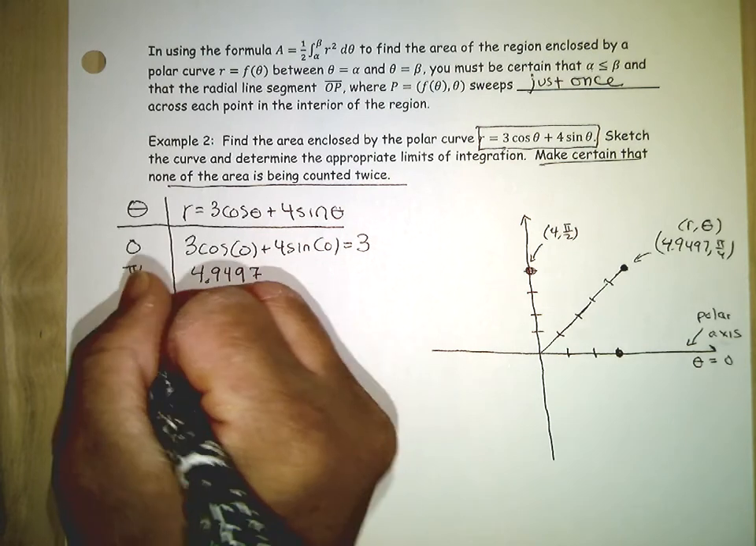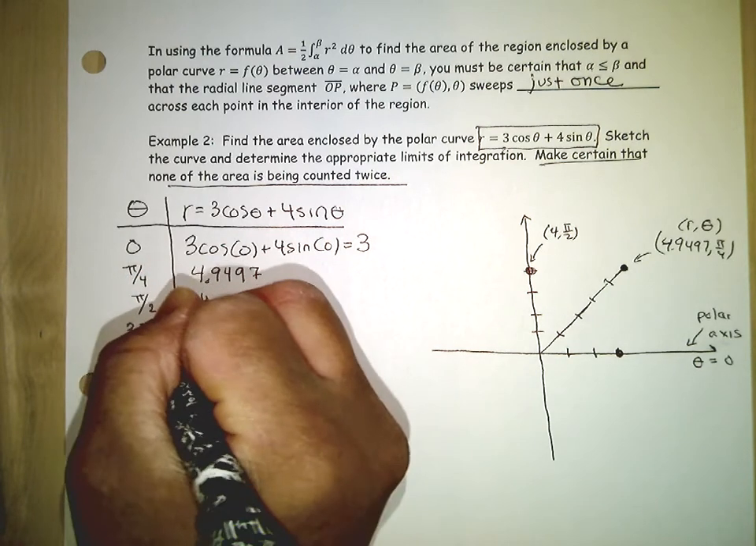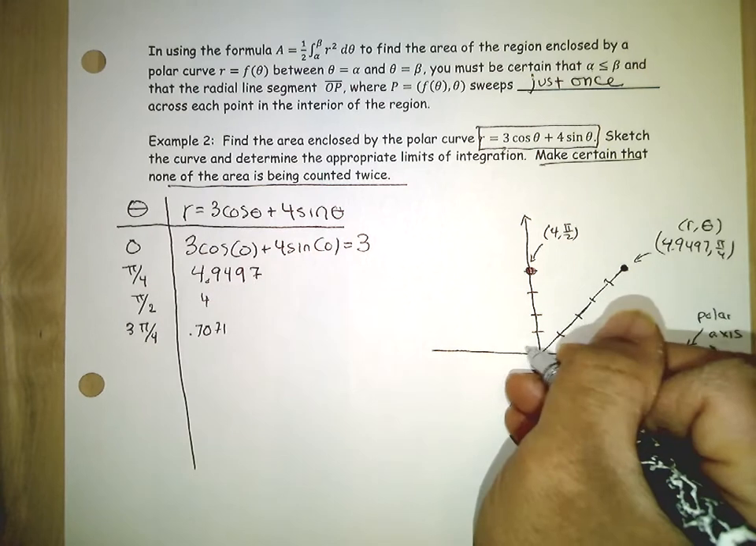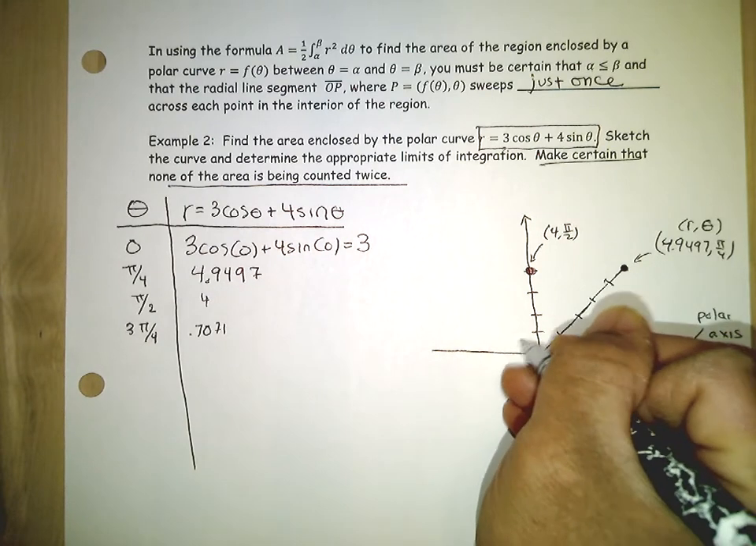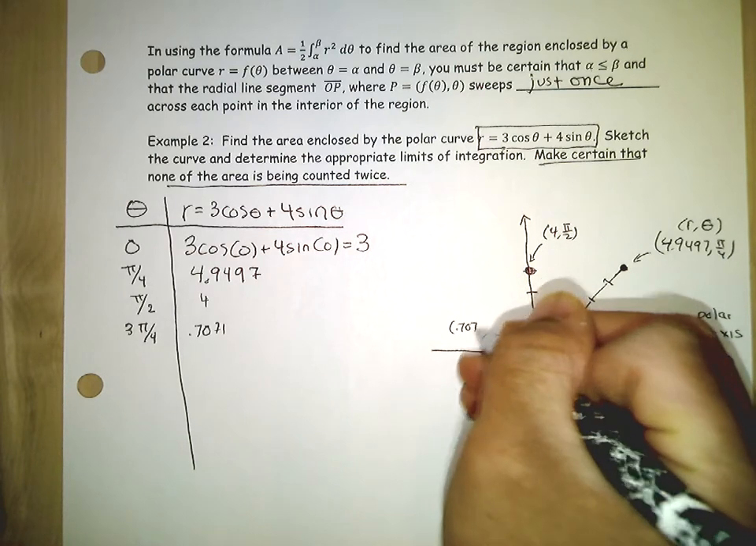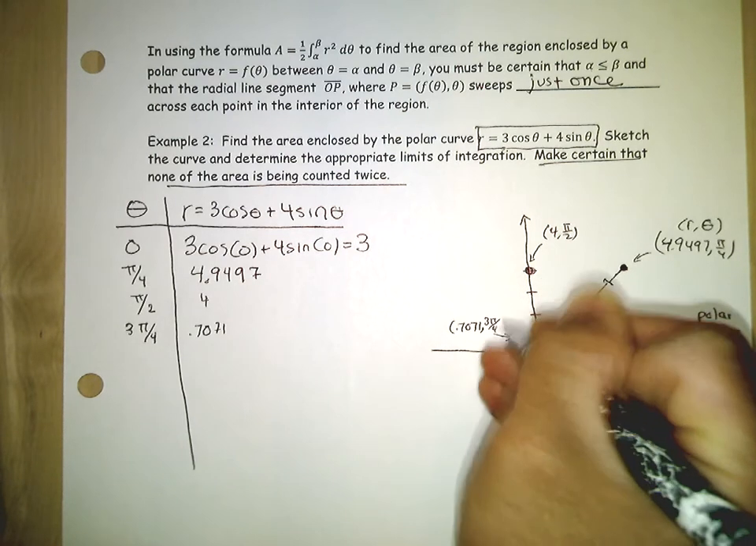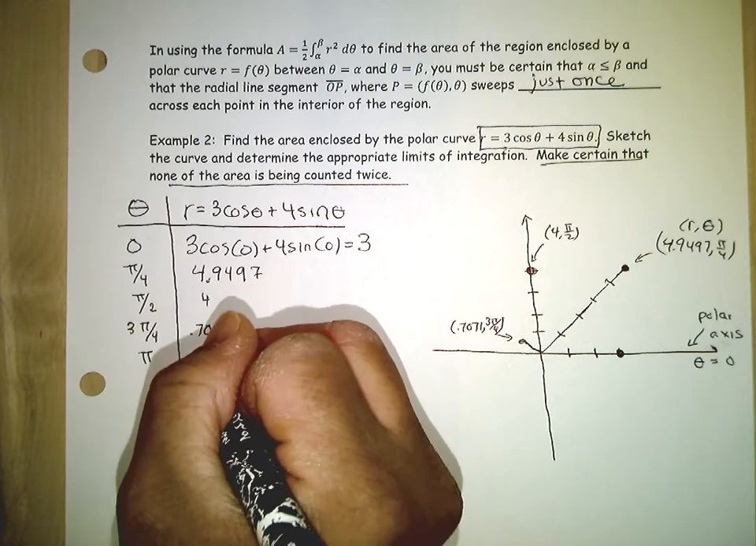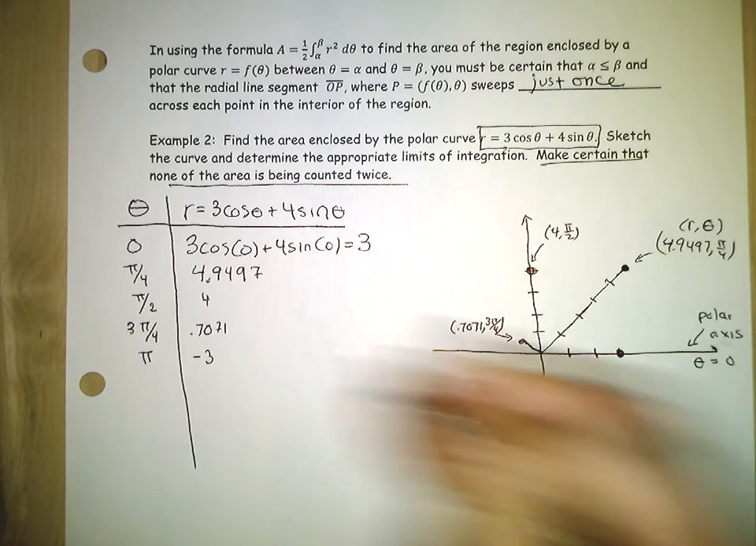And at, let's say, 3 pi over 4, I get 0.7071. So at 3 pi over 4, I get something a little under 1. So this is 0.7071, 3 pi over 4. Then let's try pi. At pi, I get -3.